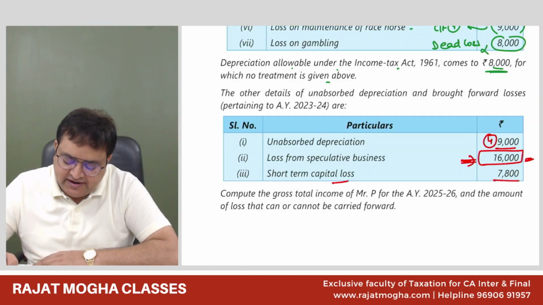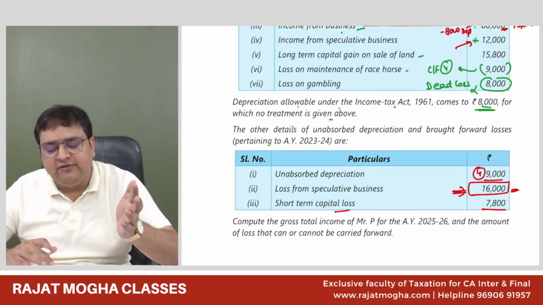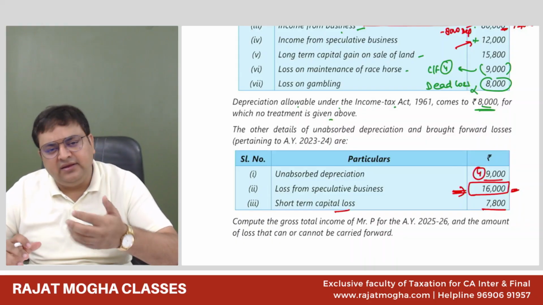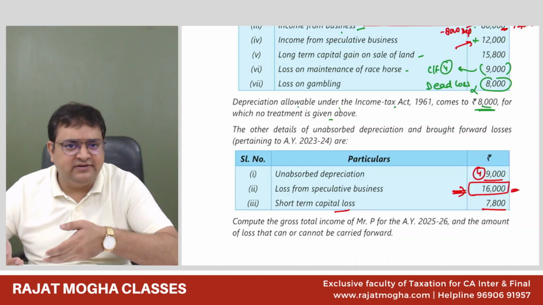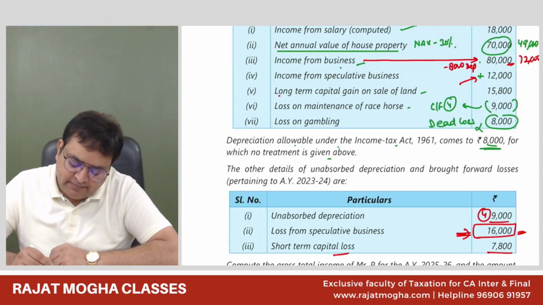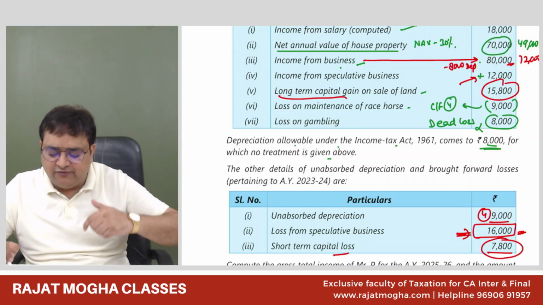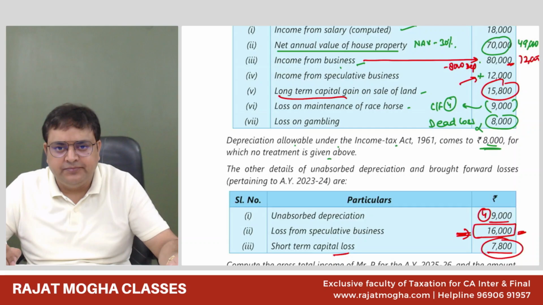Short-term capital loss 7,800. Short-term capital loss coming from last year can be set off from capital gain, long-term and short-term both. Why? Because it is a younger brother. Do we have a capital gain over here? Yes, we have long-term capital gain. Can the short-term loss of last year be set off from long-term capital gain? Yes, no problem.